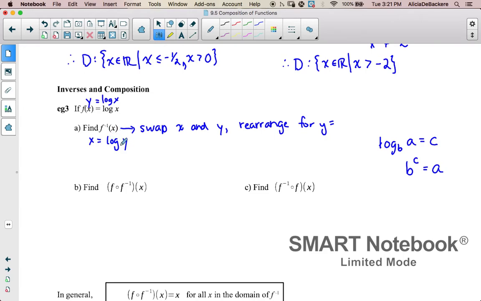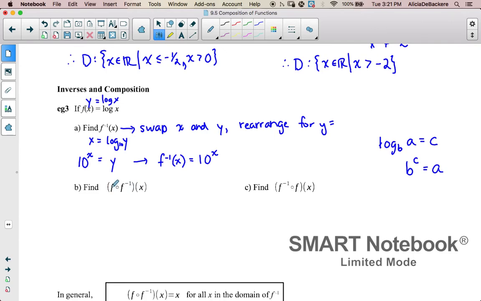Remember that if there is no base showing, there is a little invisible 10 down there. So the base is 10, the log equals the exponent, and then the power is y. And now we've got our f inverse function, so I'm just replacing the y with f inverse notation, and that's 10 to the power of x. Okay, so I've got my two equations, f of x and my f inverse of x.